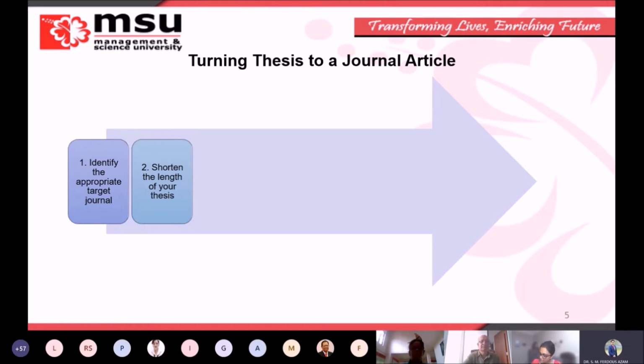Please take note, we have to paraphrase somehow. We cannot simply copy paste our thesis because the expression is different. So we have to paraphrase and express the same ideas but in different ways.